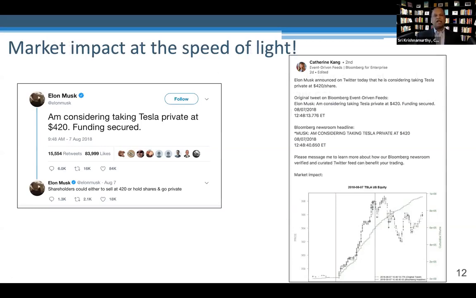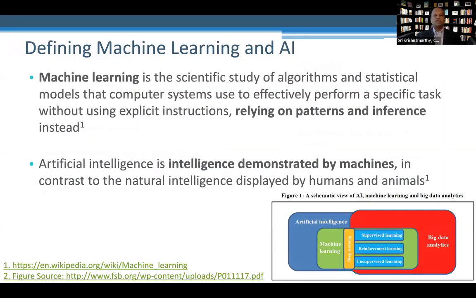Now let's understand what machine learning and artificial intelligence actually mean. I provided a bunch of resources in the slides you're going to get. This report put out by the FSB defines machine learning as a scientific study of algorithms and statistical models that computer systems use to effectively perform a specific task without using explicit instructions, relying on patterns and inference instead. What that means is it's a data-driven methodology. We're going to use various algorithms to understand these patterns from the data, and then build out models which will help us in predicting what's potentially going to happen in the future.